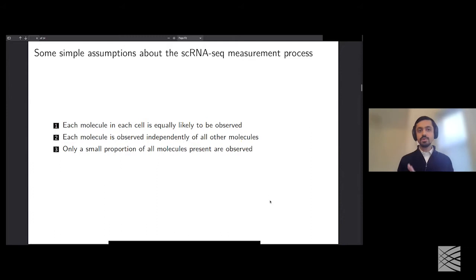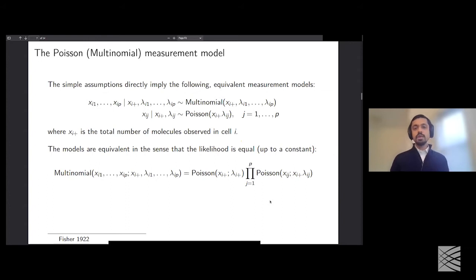But if we start from just these simple, not very strong assumptions about how the measurement process works, then immediately we get out a single measurement model. And the measurement model can be written in two ways, which are equivalent. The first one says that I've collected X_i1 molecules from gene 1 all the way up to X_iP molecules from gene P. And in total, I've collected X_i+ molecules from a pool of RNA molecules in this cell i, of which lambda_i1 fraction come from gene 1 and lambda_iP fraction come from gene P. And that is exactly described by a multinomial distribution.